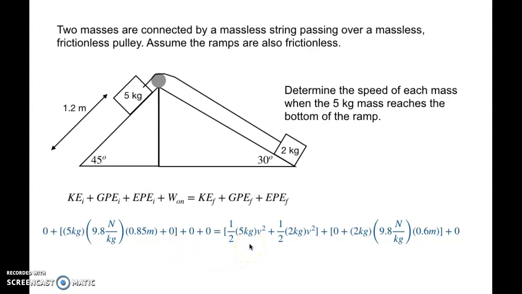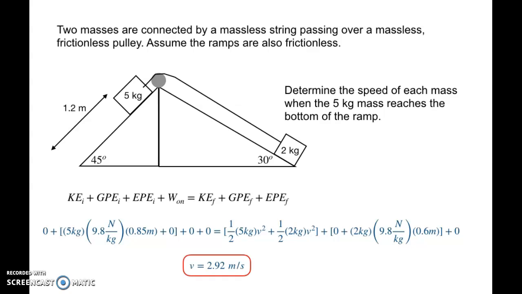Moving on to the final moment, we have 1/2 mv squared for the 5 kilogram box, 1/2 mv squared for the 2 kilogram box. That is our final kinetic energy. The boxes are connected by a rope that does not stretch, so they both have the same speed at the end of the problem. GPE for the 5 kilogram box is 0 at the end of the problem, but it is mgh for the 2 kilogram box. And again, elastic potential energy at the end of the problem is 0 because we have no springs anywhere in the problem.